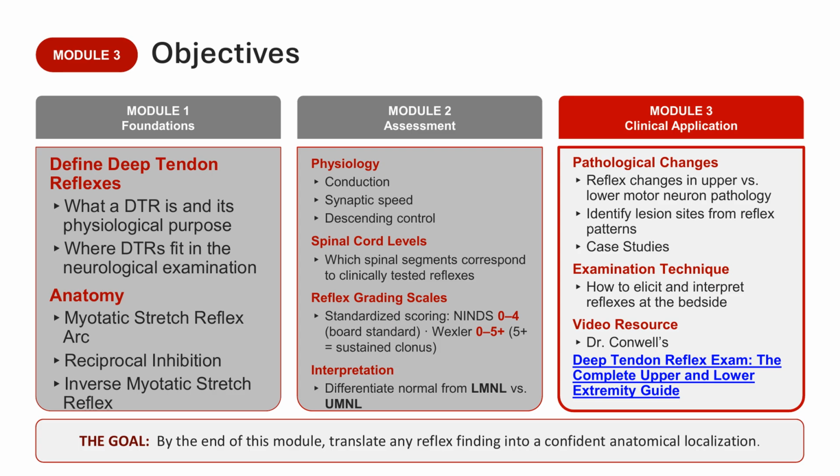Module 3, today, is clinical application, neuropathology, the upper versus lower motor neuron distinction, case studies, and the examination itself. The goal is simple to state and demanding to achieve. By the end of this module, you should be able to translate any reflex finding into a confident anatomical localization.